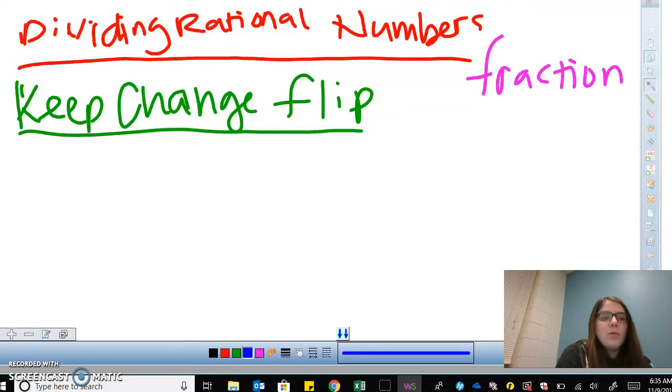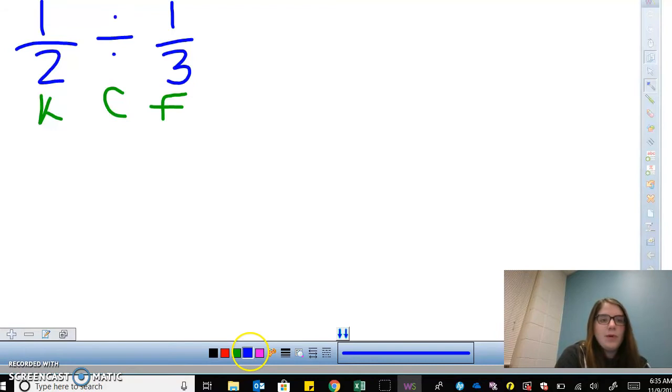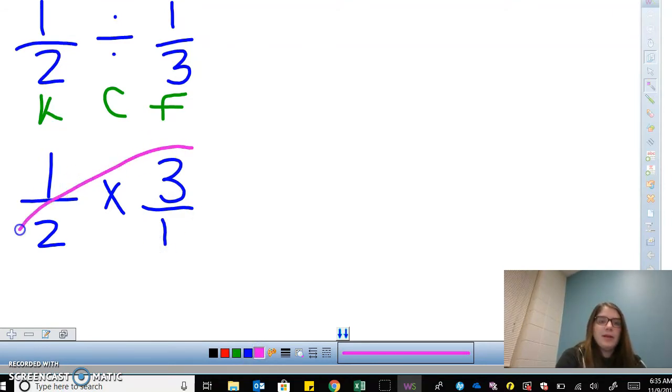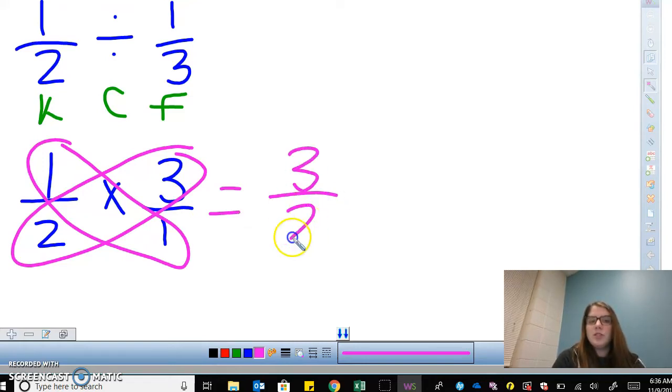So if I had 1/2 divided by 1/3, I would keep, change, flip. So what would happen is I would have 1/2, so keep it the same, change the division to multiplication, and flip the other fraction. So I'm just going to flip it upside down. Okay, now I do my same steps like I always do with multiplying. See if I can simplify with the butterfly, which I cannot. So then I just take 3 times 1 is 3, and 2 times 1 is 2.